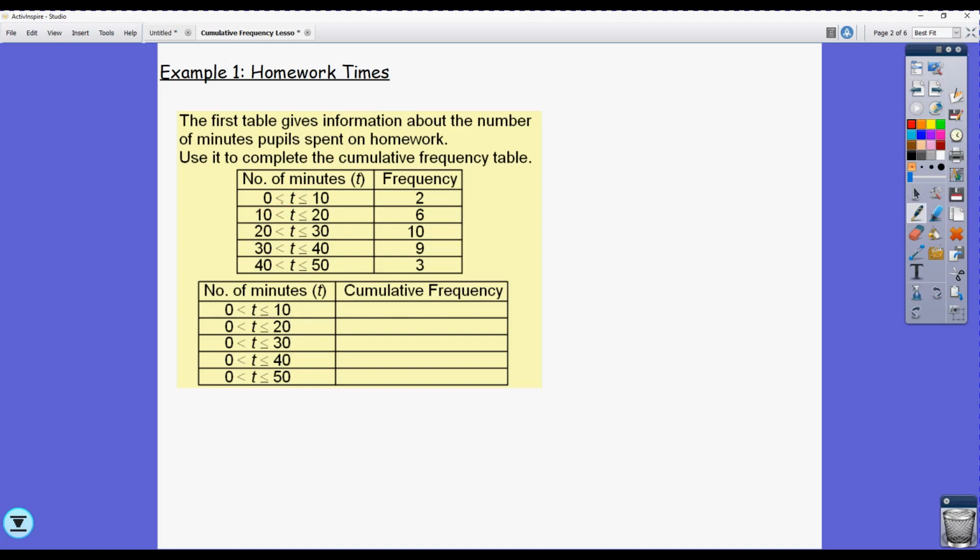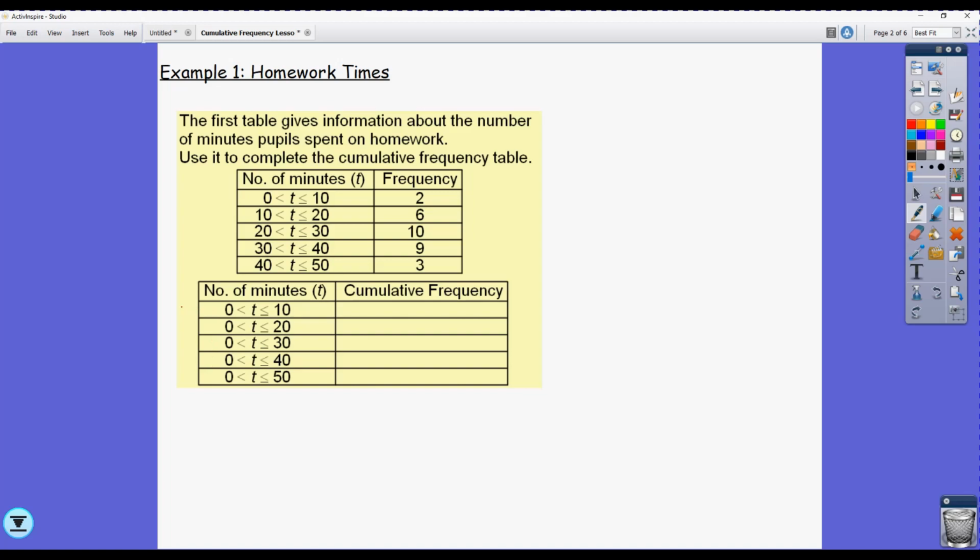It tells us that the number of minutes is represented by t, and we can see that t is between 0 and 10, so it's bigger than 0 because there's no line under that inequality sign, and the time is less than or equal to 10, and that occurs twice. So we can say there are two pupils who spent between 0 and 10 minutes on homework. There were 6 pupils that spent between 10 and 20 minutes, 10 pupils that spent between 20 and 30, and so on. If we look at the cumulative frequency table, every one of the inequalities starts at 0.